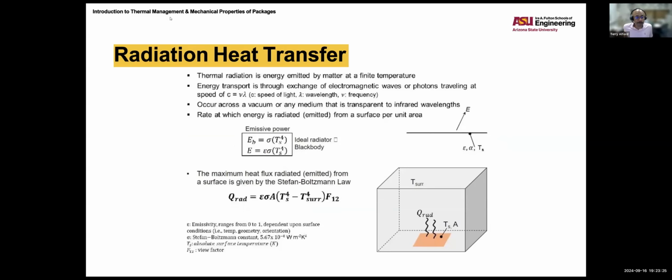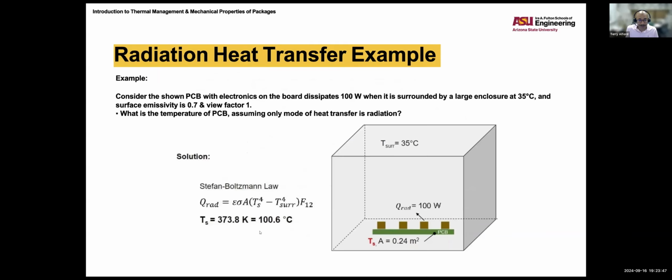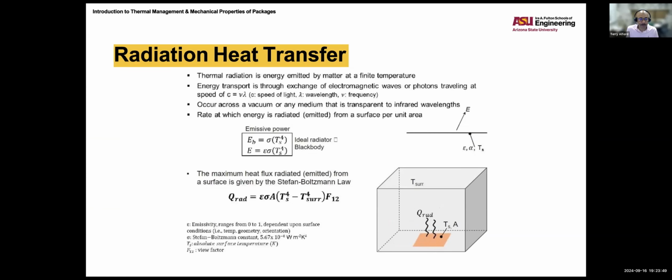Okay, and then radiative. In this particular case, let's say we have our surface at a certain temperature, and we're going to get some energy emitted from it.